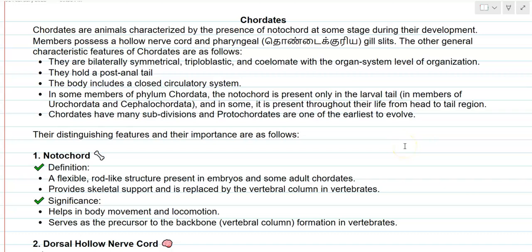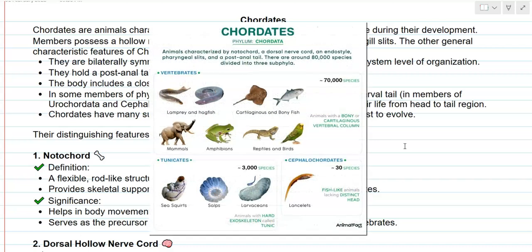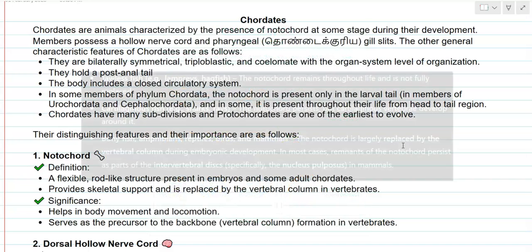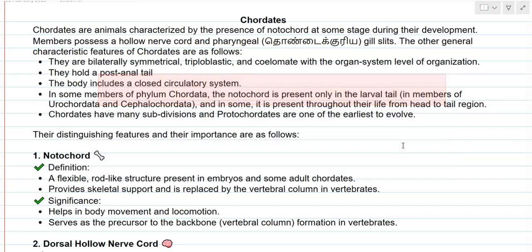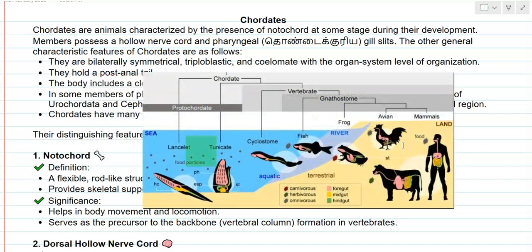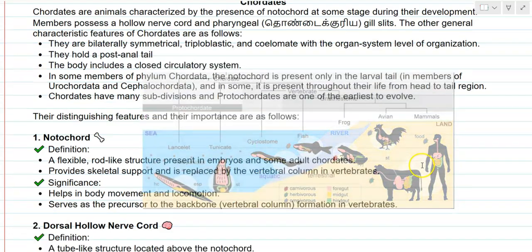In some members of phylum Chordata, the notochord is present only in the larval tail. Mainly in the members of urochordates as well as cephalochordata, you can see the notochord is present in a larval tail. And in some, it is present throughout their life from head to the tail region. Chordates may have other subdivisions, and protochordates are one of the earliest forms of chordates that have evolved.